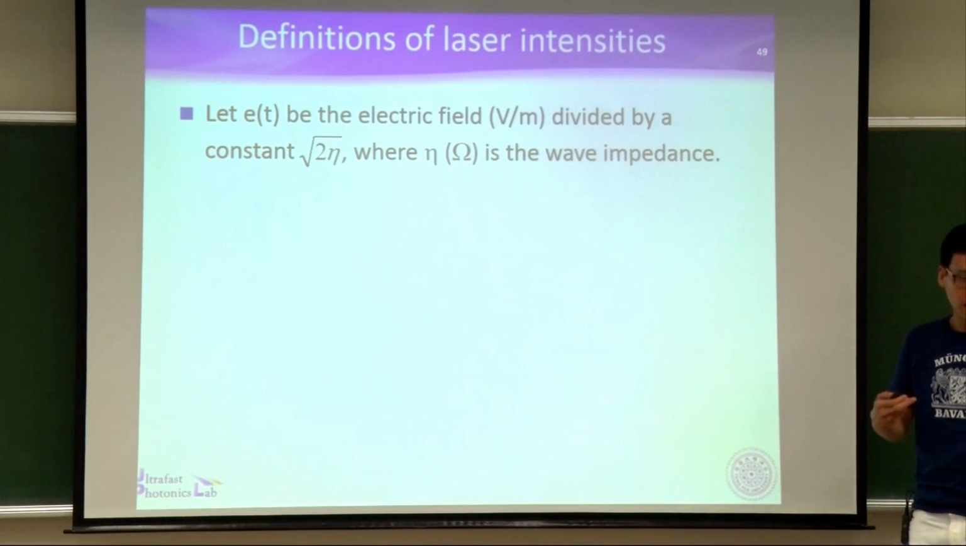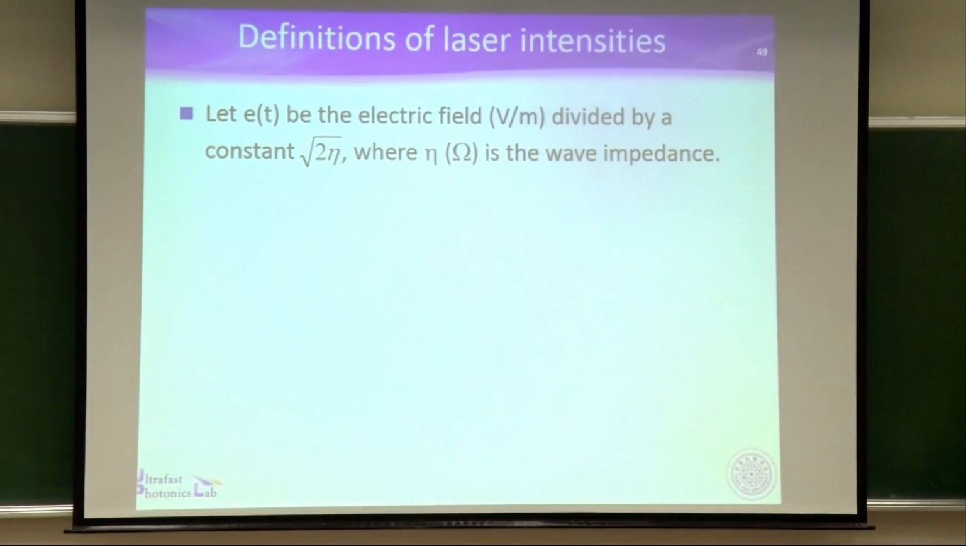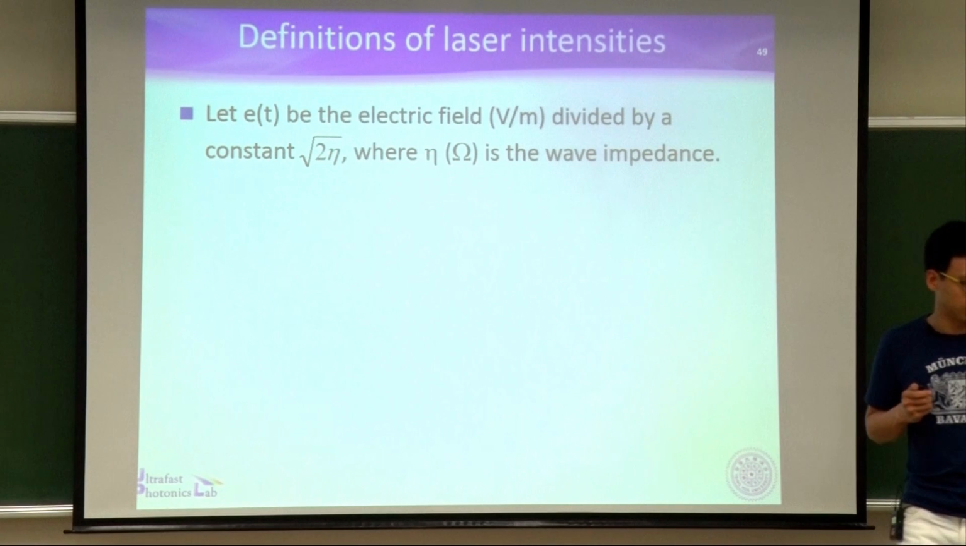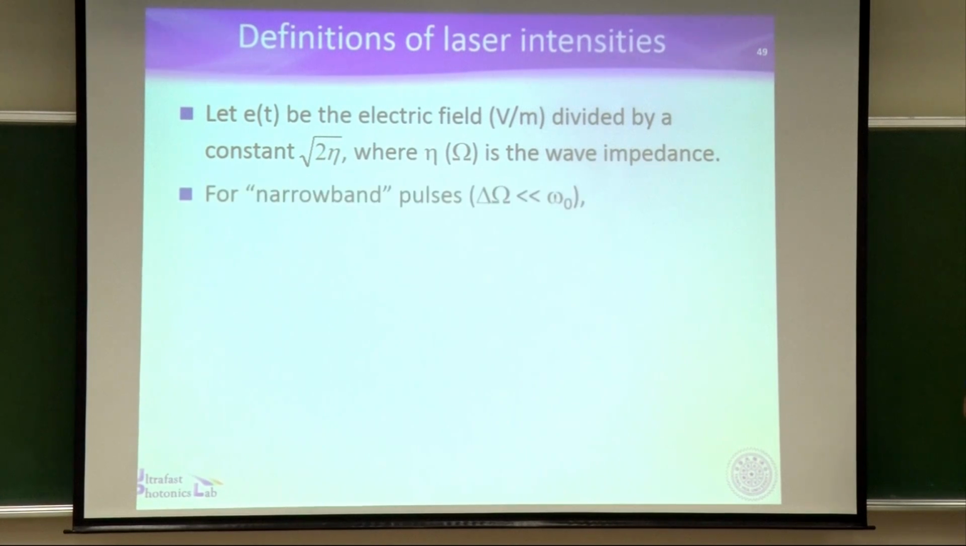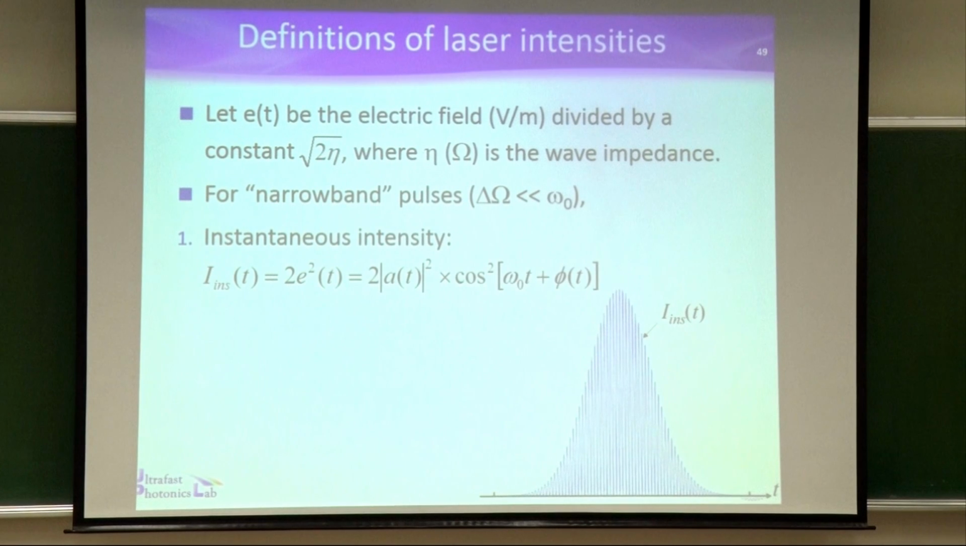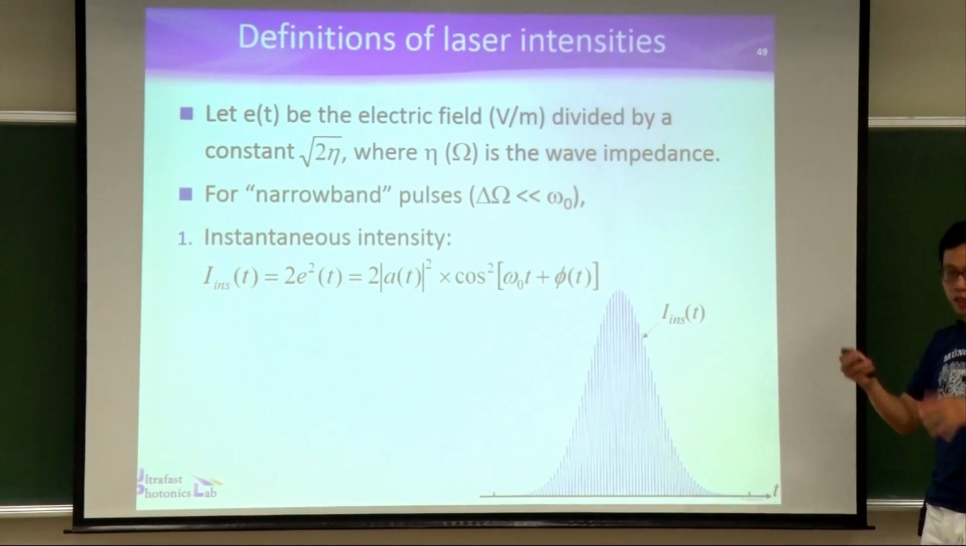But at least E of t is proportional to the electric field, although not equal to the electric field. Then, if we talk about narrowband pulses, where the bandwidth is much smaller than the carrier frequency, as we defined earlier, there are three cases.